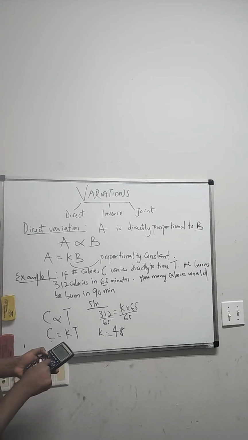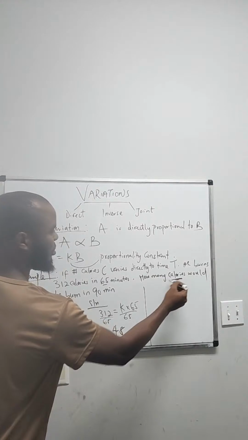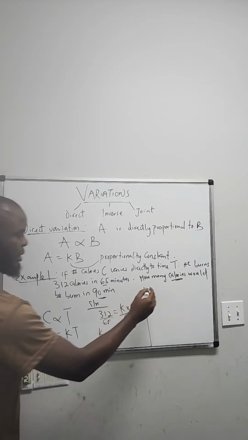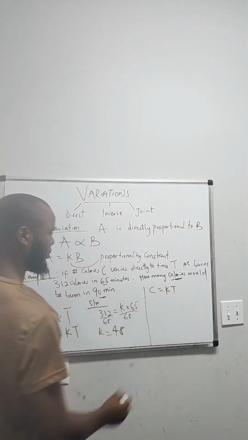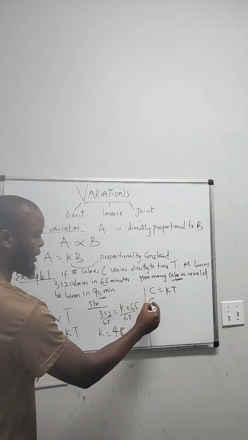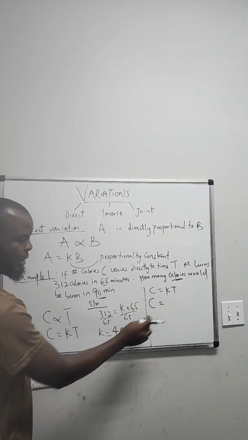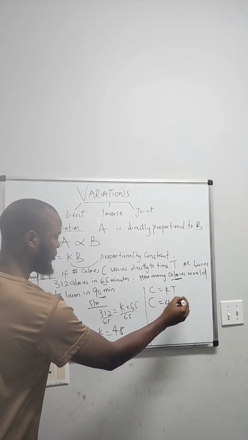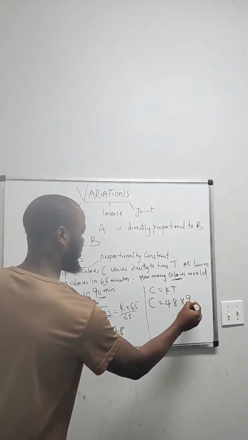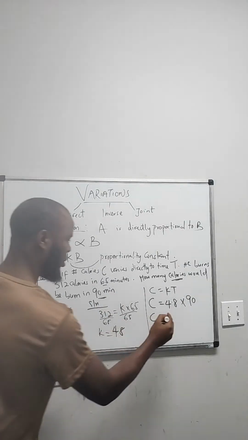Now, the main question now is, what is the number of calories if T is 90? So you have to go back to this. C equals KT. Now, what is going to be the value of C when T is 90? So the next thing you have to do is plug in this constant, which is 4.8, multiplied by T, which is 90. So what is going to be the answer? 432.